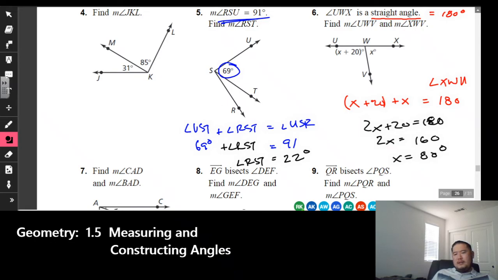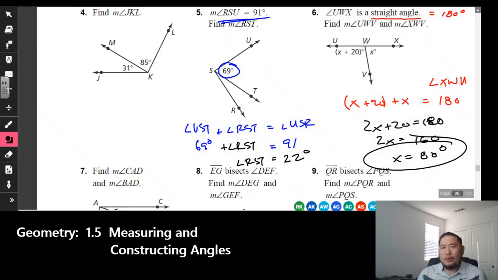Does it make sense? I sure hope so. I plug things in: 80 plus 20 is 100, plus 80 right here gets me a total of 180 degrees. And there you go.